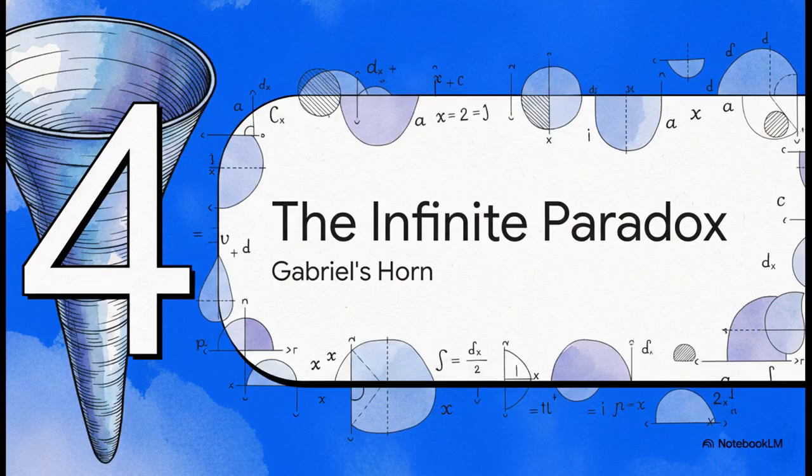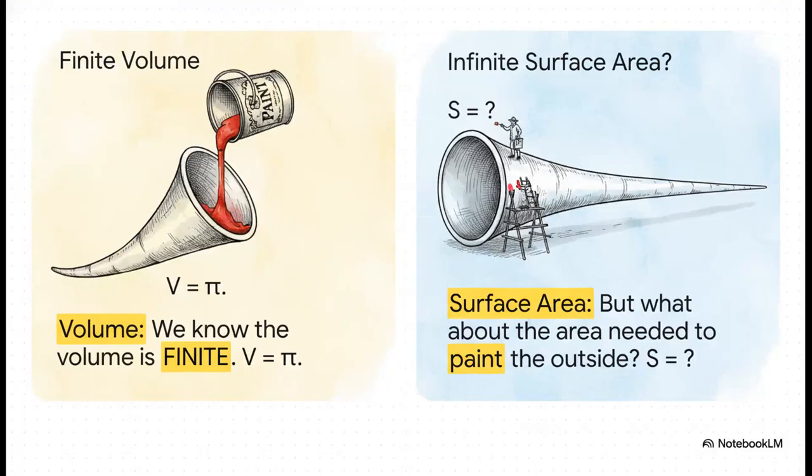Okay, so now we know we can trust the formula. It gave us the right answer for a sphere. So let's take this trusty tool and point it at something much, much stranger, a shape that kind of breaks our everyday intuition about how the world works. Let's go back to Gabriel's horn. You get this shape by rotating the simple function y equals 1 over x, starting from x equals 1 and going out forever, to infinity.